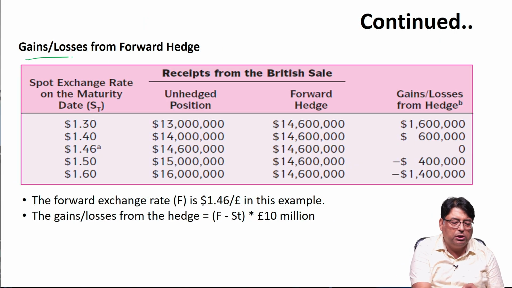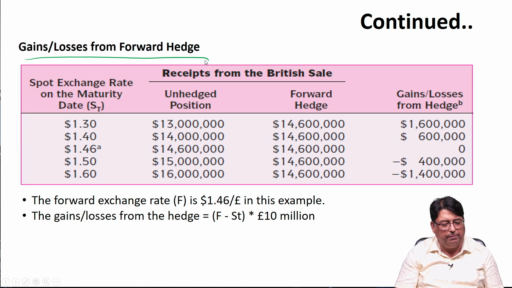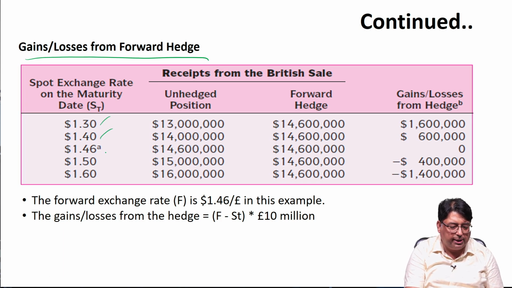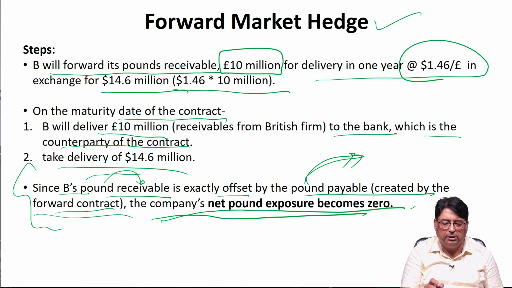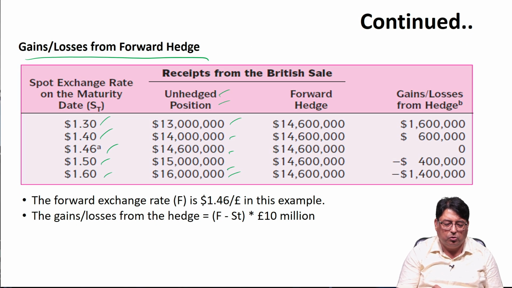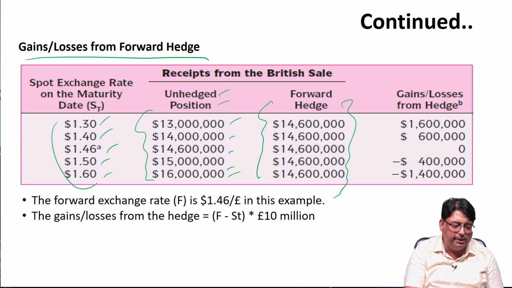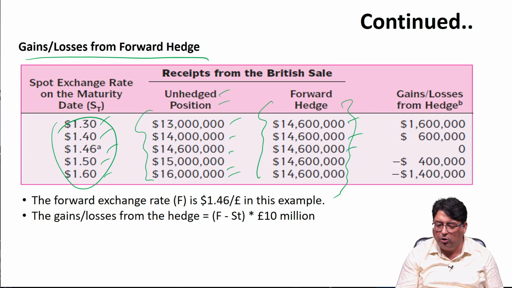So, gains and losses from forward hedge, you take this example. Let us suppose these are different spot exchange rates which are there in the future market, and this is the unhedged position. Remember that the deal consideration is 10 million pounds. So, this is the dollar value of that pound price, and if the forward rate is $1.46, then the forward hedge will give you this much fixed amount. Whatsoever the exchange rate is, the dollar value will not change.